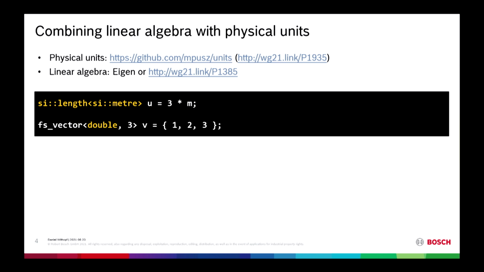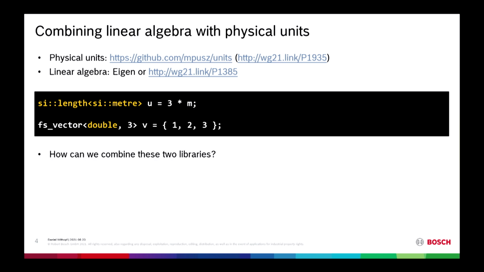I want to show a small code example. The first line here is from the physical units library. Here we declare a physical quantity with a dimension of length, and the underlying unit is meter. And then we can create the variable in that way. And the second code line here is an example of how we can create a vector from that linear algebra library proposal I mentioned with an underlying scalar type of double. Here we simply initialize the 3 elements with 1, 2, 3, and we have a 3-dimensional vector.